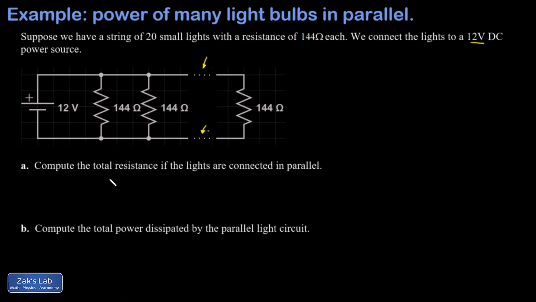And in part A, we want to get the total resistance of these parallel wired lights. So we write down the standard formula for the equivalent resistance for parallel resistors. And again, I'll use the summation symbol because I don't want to write every single one of these terms. The last one is R20. So that's going to give me a 1 over 144 plus another 1 over 144 plus dot dot dot all the way down to the 20th term.